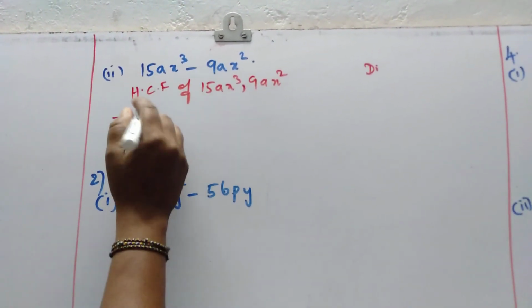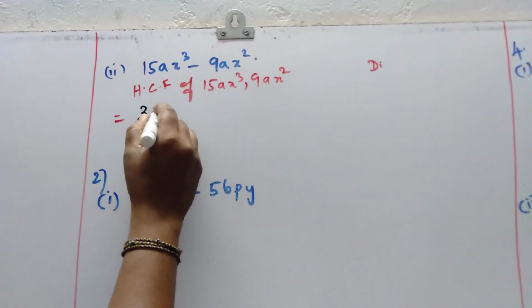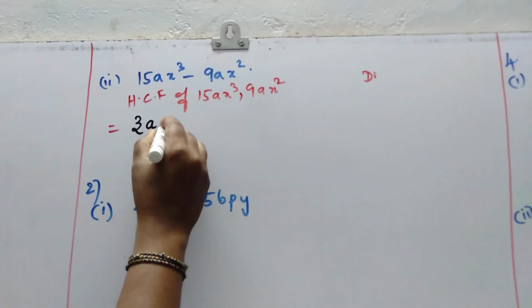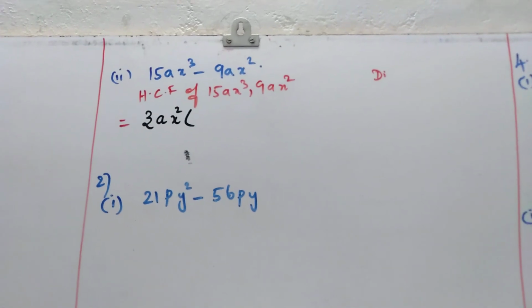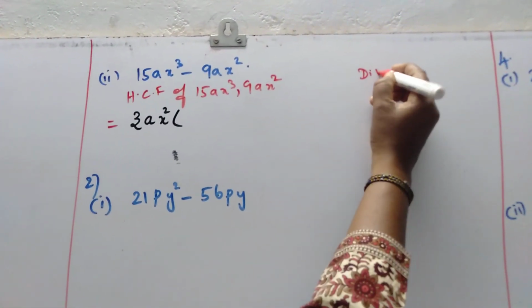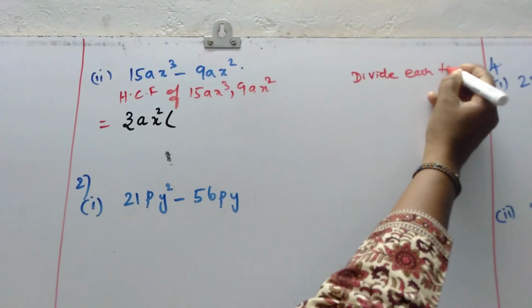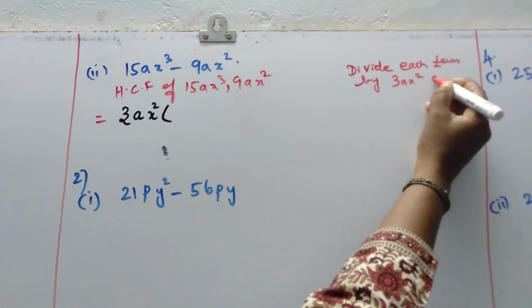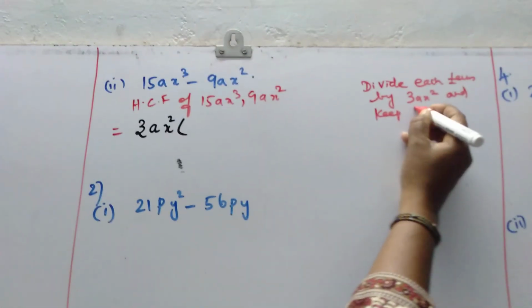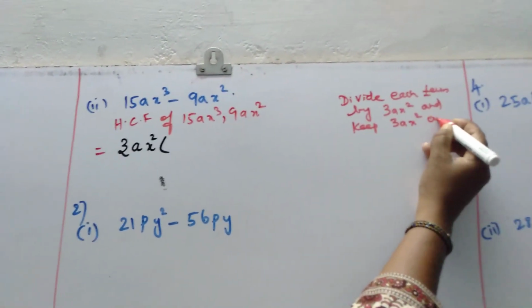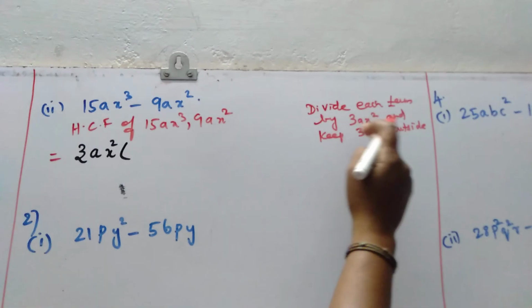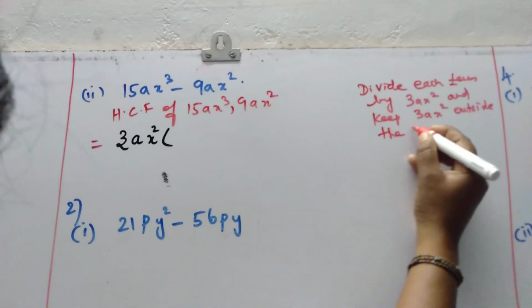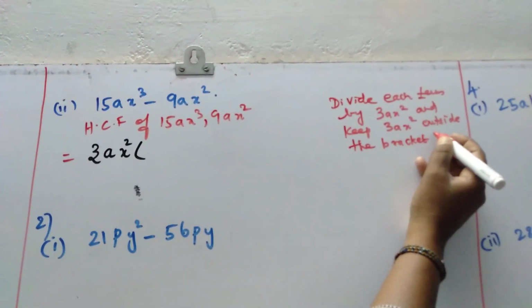Here 15 and 9, the common factor is 3, and a is common. Both have the same variable, here x cube, here x square. I said you take only the lowest power, which is x square. So what we are going to do here is divide each term by 3ax square and keep 3ax square outside the bracket. We are dividing each term by 3ax square, which we have taken common outside. So what I have told you, that is what I have written here, right?